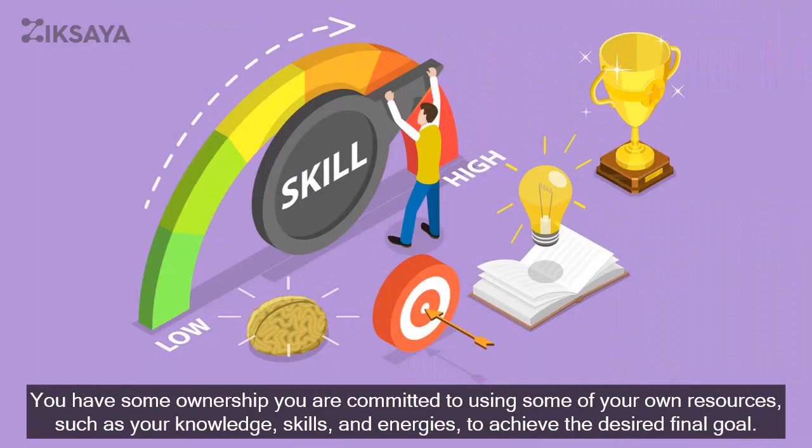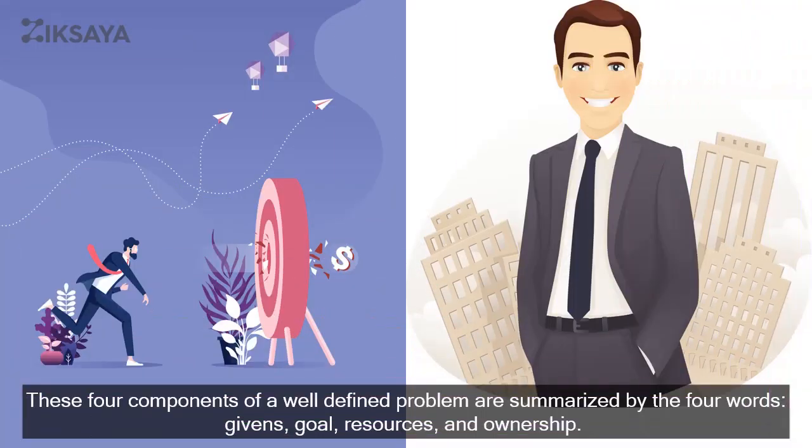You have some ownership. You are committed to using some of your own resources, such as your knowledge, skills, and energies, to achieve the desired final goal. These 4 components of a well-defined problem are summarized by the 4 words: givens, goal, resources, and ownership.